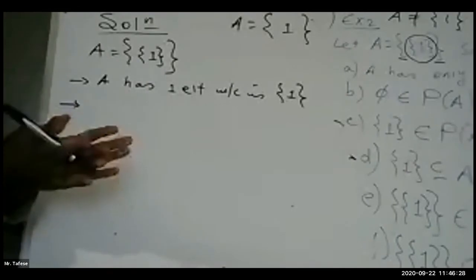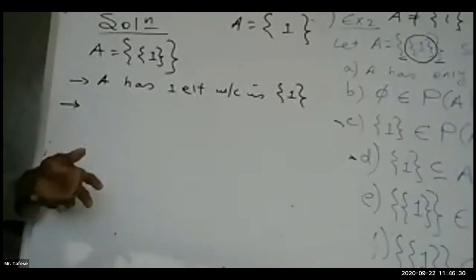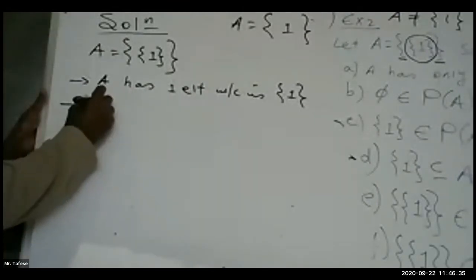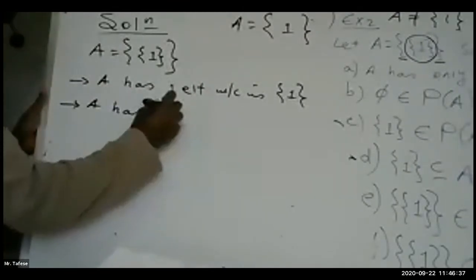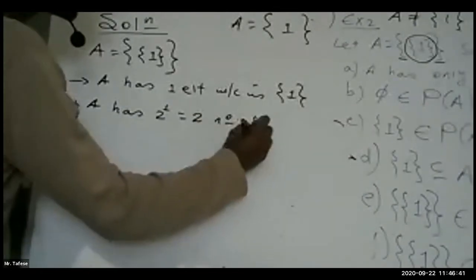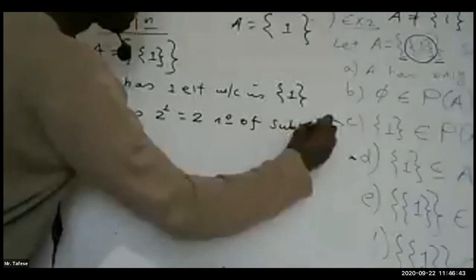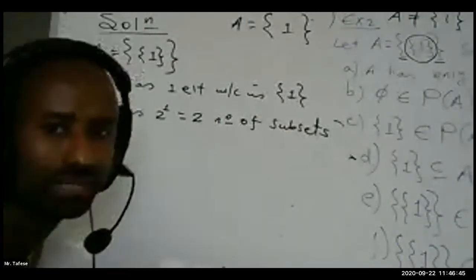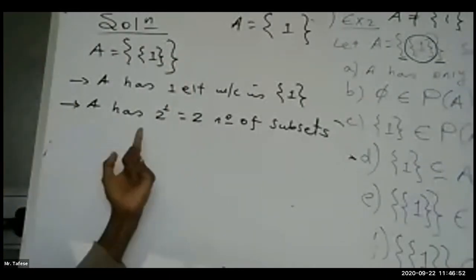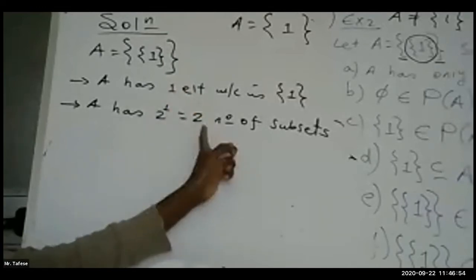If a set has one element, it has two to the power of one subsets. Since A has one element, A has two to the power of one, which is two, number of subsets.